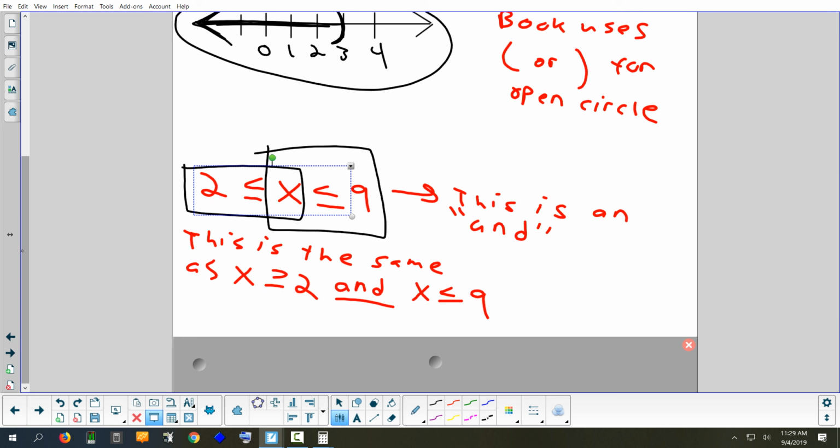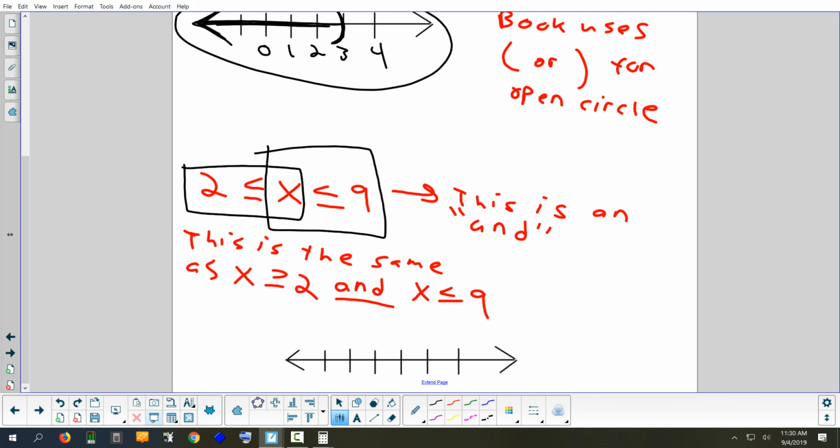What kind of bracket could I use? Okay, that's fine. If I didn't want to use an open circle, I could use a closed circle. A parenthesis would be for open. So the bracket. So you could do bracket or closed circle. Just don't mix them. Pick one or the other.